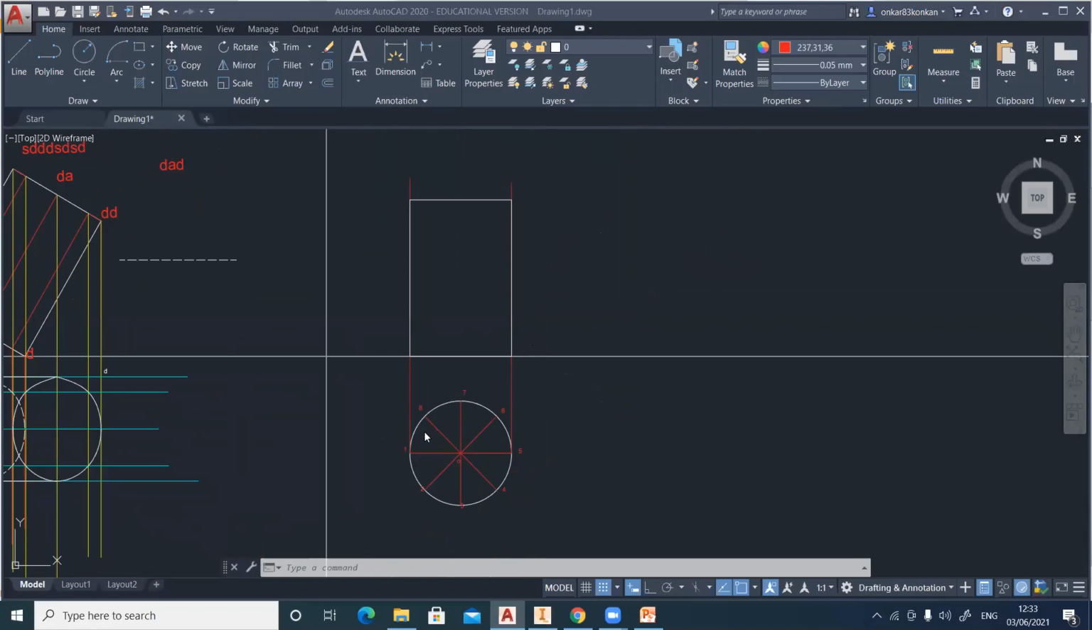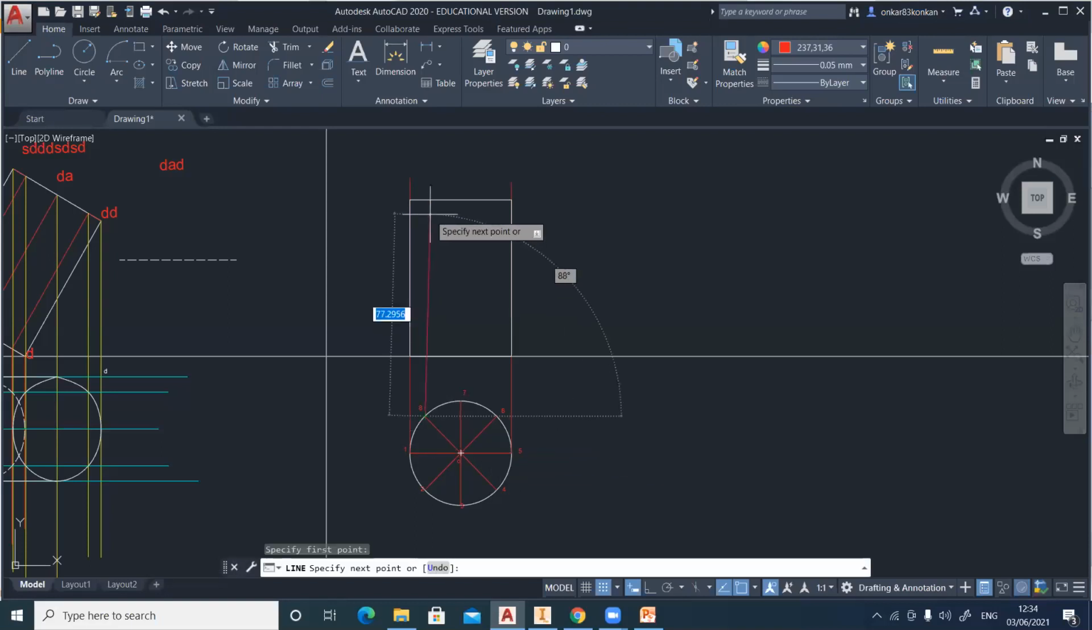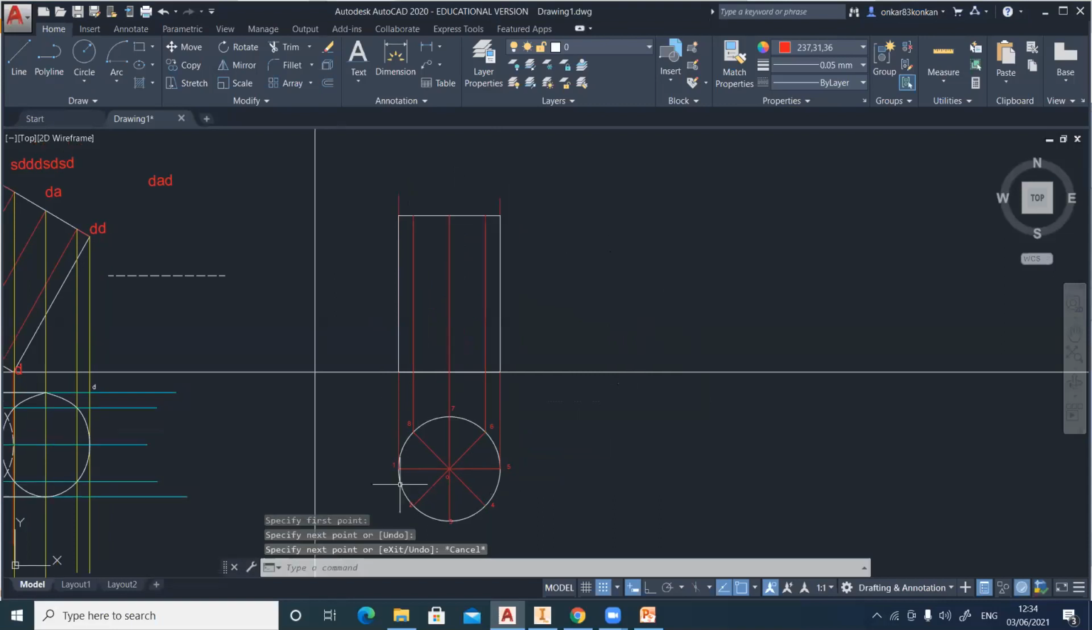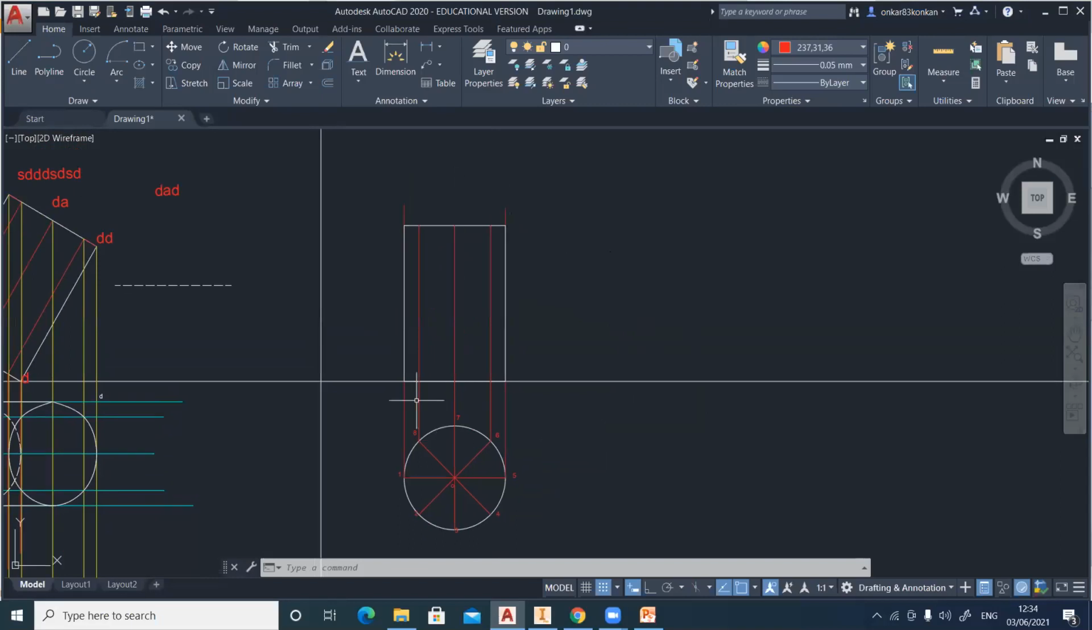Now project these points in the front view so that we can draw the generators. Generators are basically the imaginary lines on the surface of that cylinder. Here I have used the numbers, so the generators will be 1 to 8. Similarly, give the names in the front view.